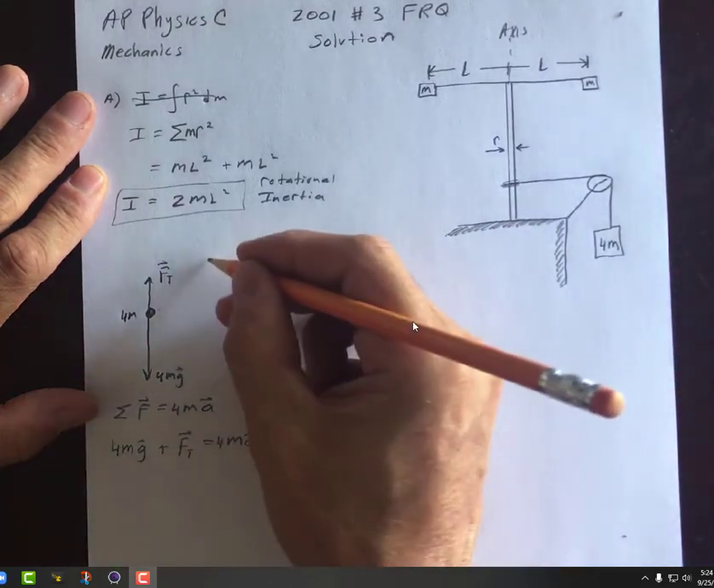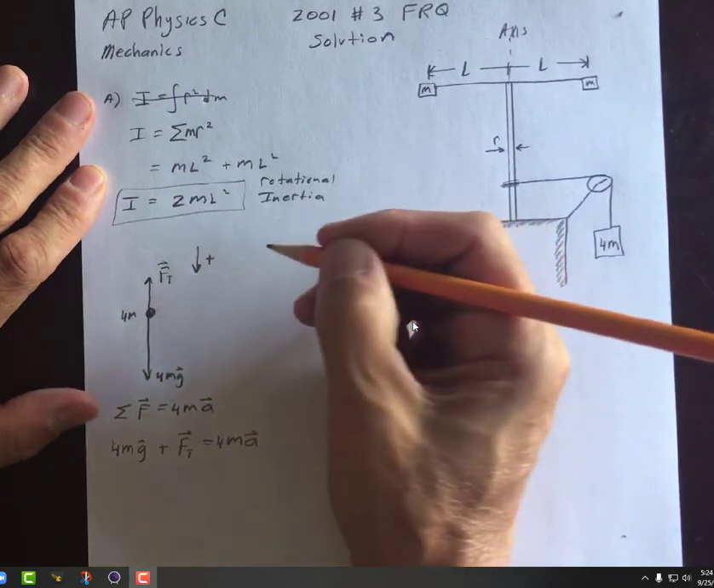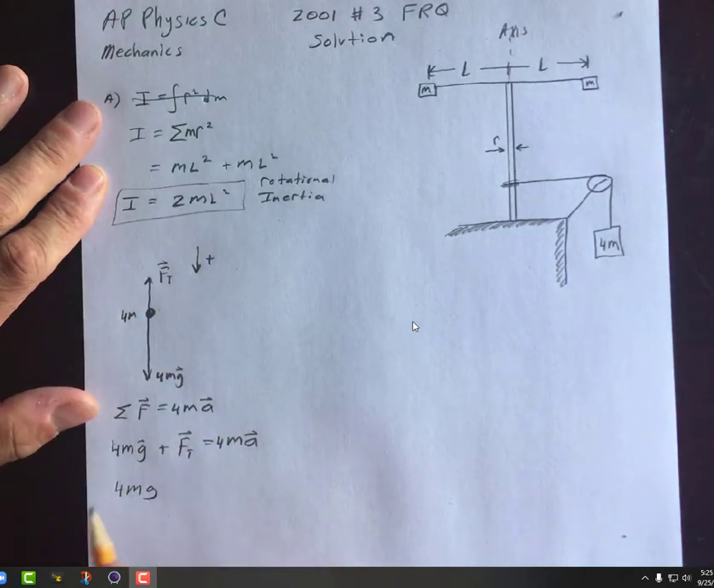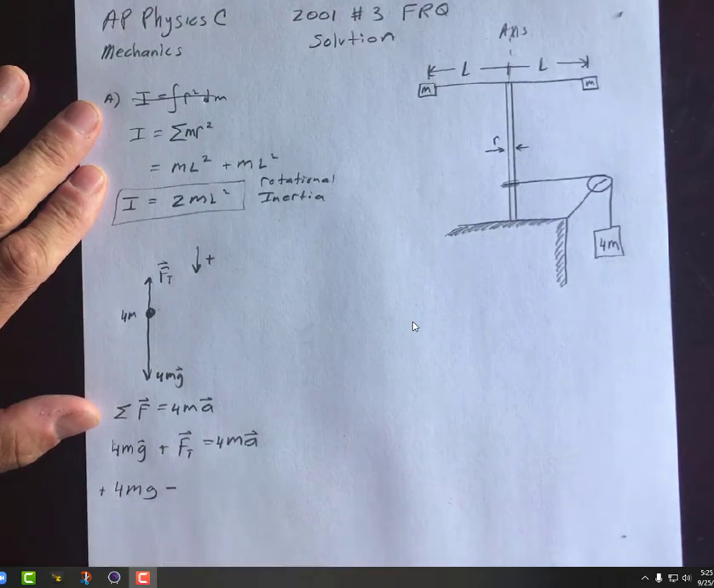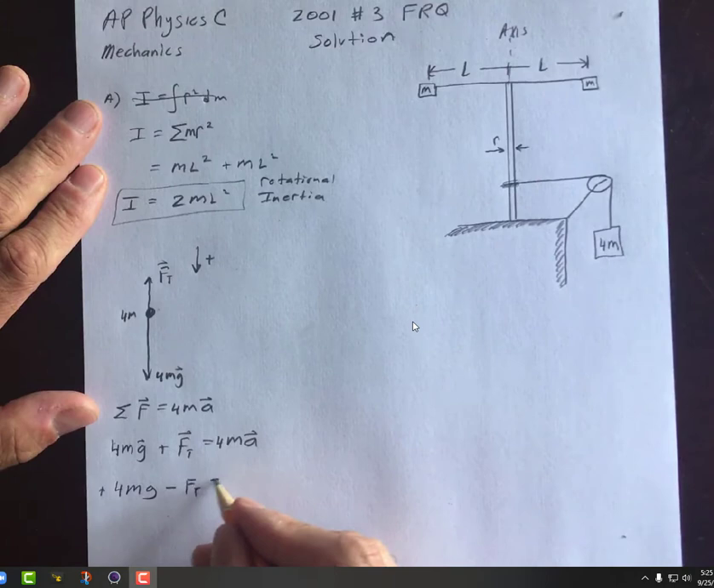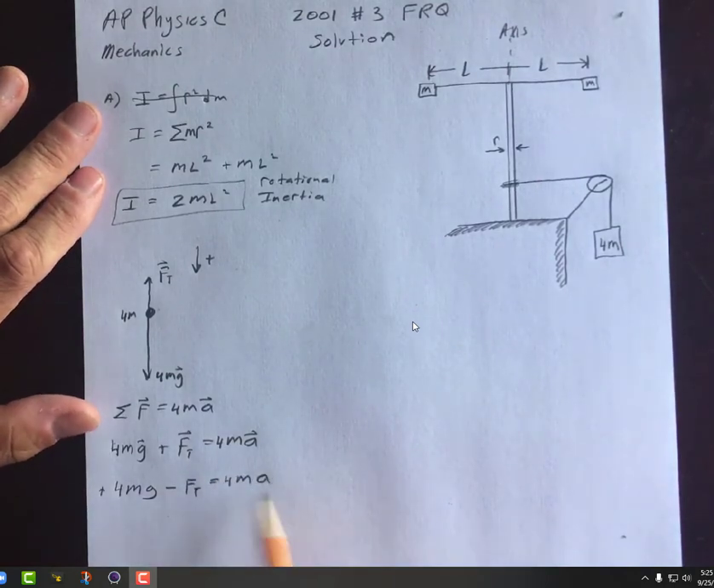And then I'm going to choose a coordinate system that shows the downward direction to be the positive direction. And so I'll have this is a positive in direction, magnitude is 4mg, tension force is negative in direction, upward, its magnitude is the tension here. And this equation has two unknowns, the acceleration and the tension. So I need a second equation to solve for the acceleration.